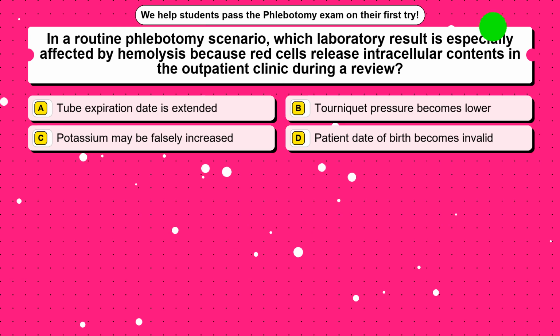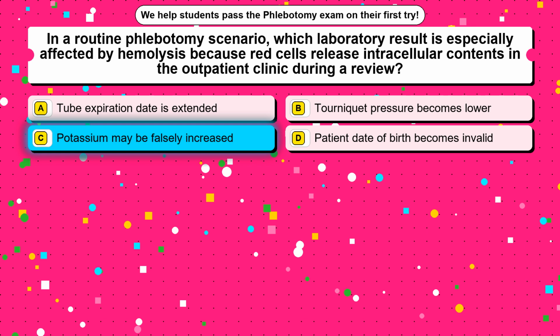Question 31. In a routine phlebotomy scenario, which laboratory result is especially affected by hemolysis because red cells release intracellular contents in the outpatient clinic during a review? Option A. Tube expiration date is extended. Option B. Tourniquet pressure becomes lower. Option C. Potassium may be falsely increased. Option D. Patient date of birth becomes invalid.